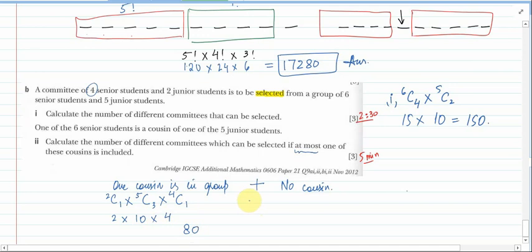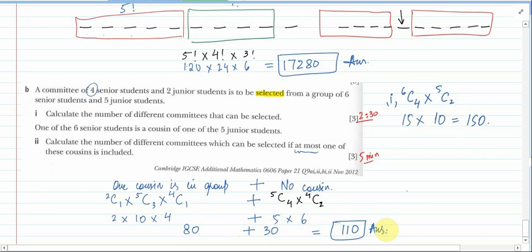Now the next case in which there should not be any cousin, right? If there should not be any cousin, that means 2 persons, one from the senior and one from the junior, have been eliminated, right? So if it's a group of 6 seniors, now it won't be 6 seniors, it is 5 seniors, because the cousin student has been eliminated, and among those 5 we need to select 4 senior students, right? Similarly, we don't have 5 juniors, we have 4 junior students, and out of 4 we need to select 2 of them. Alright, now we need to simplify. 5 combination 4 is 5, right? And 4 combination 2 is 6. So 6 times 5 is 30, and 80 plus 30 leads to 110, and that is your final answer.